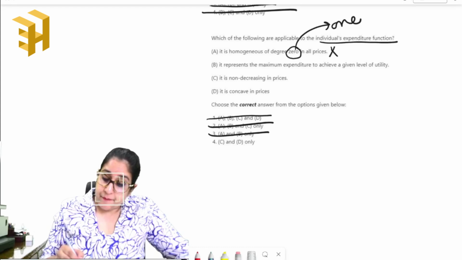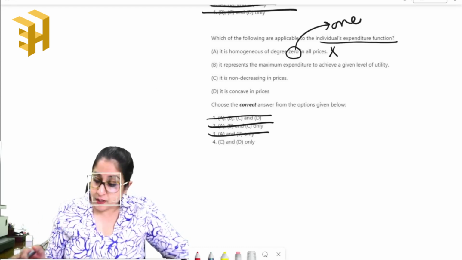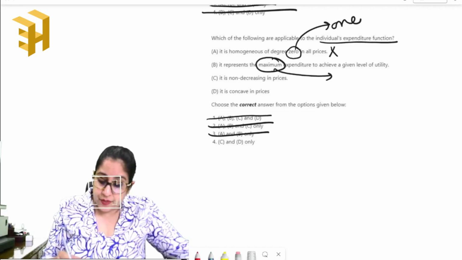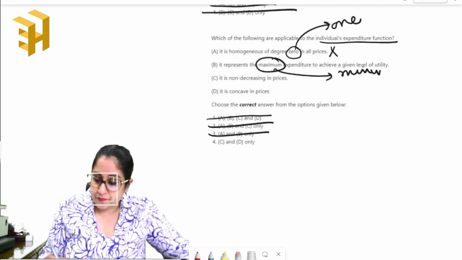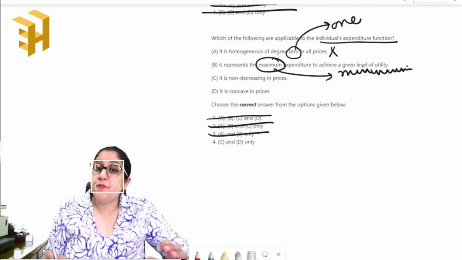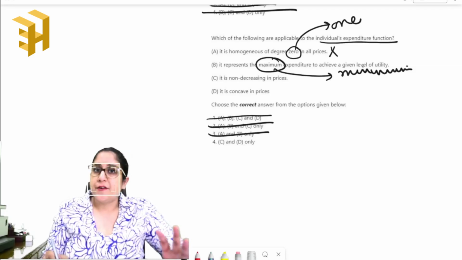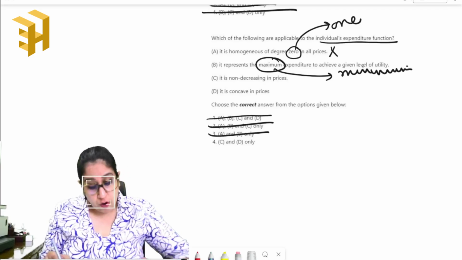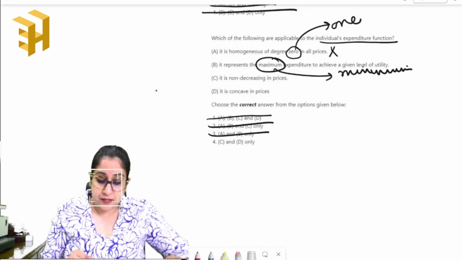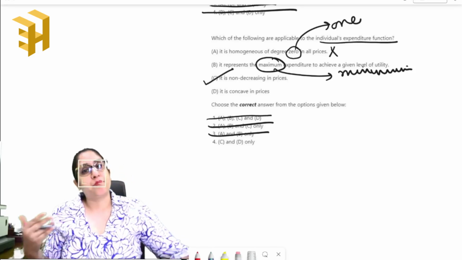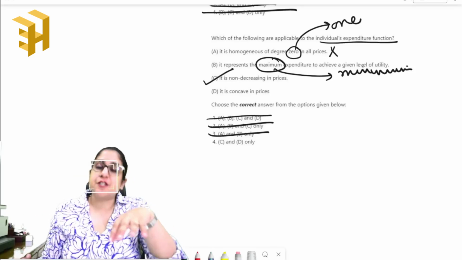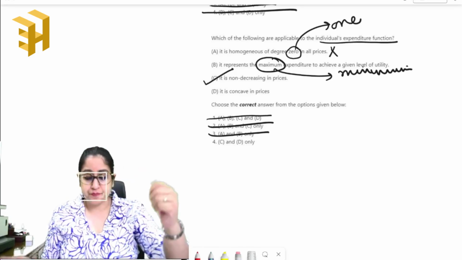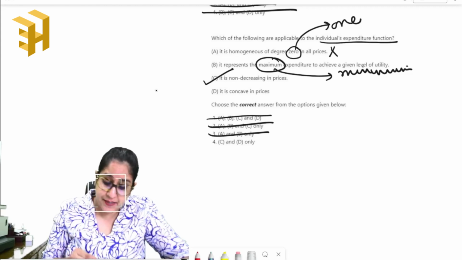It represents the maximum expenditure to achieve a given level of utility. No, it represents the minimum expenditure. Okay, not the maximum, the minimum expenditure. It is a cost, right? So we have to minimize it. Okay, then it is non-decreasing in prices. This statement is true because if your prices change, the expenditure will automatically change, right? It will increase. Okay, and it is concave in prices.